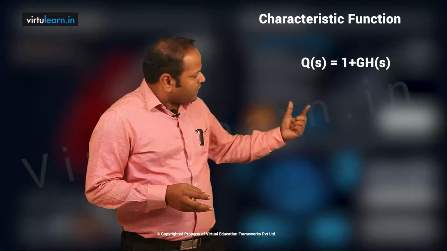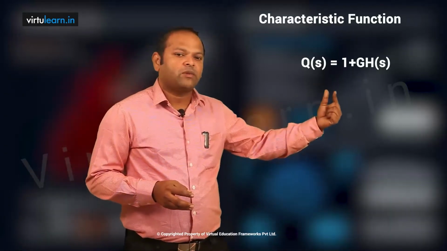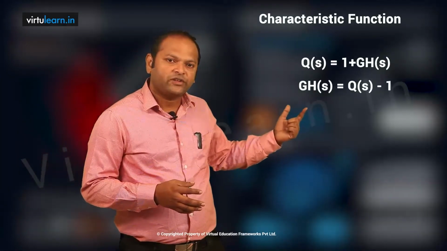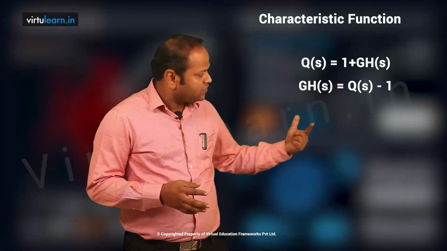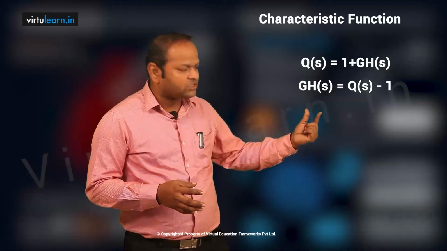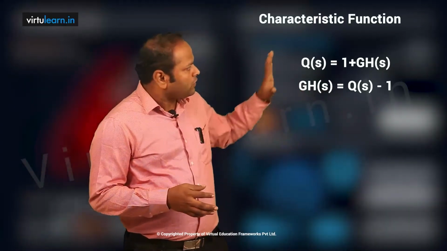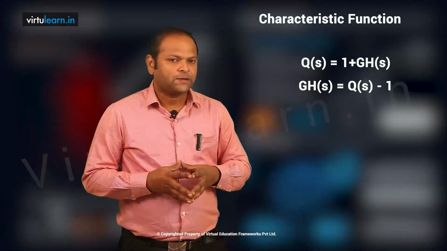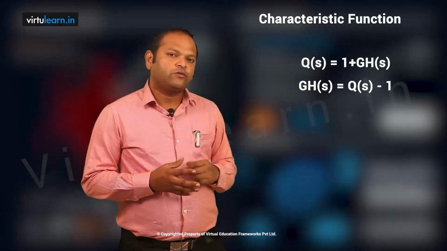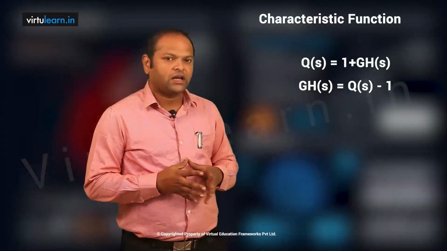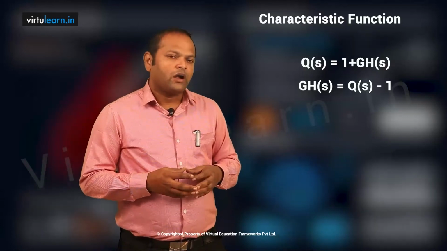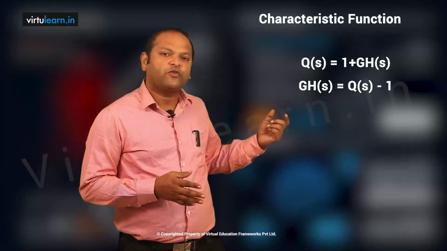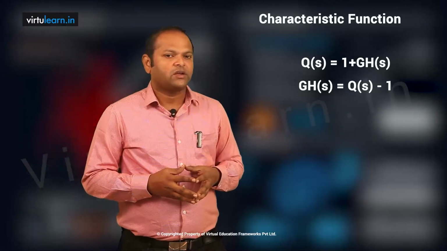Now again, 1 plus GH of s is nothing but my Q of s. Then how can I write GH of s? GH of s is equal to Q of s minus 1. This is also very important: GH of s is Q of s minus 1. So finally I can observe three things from this analysis. First, the zeros of the Q of s function are my closed loop poles. Second, the poles of the Q of s function are open loop poles. And third, GH of s can be written as Q of s minus 1.